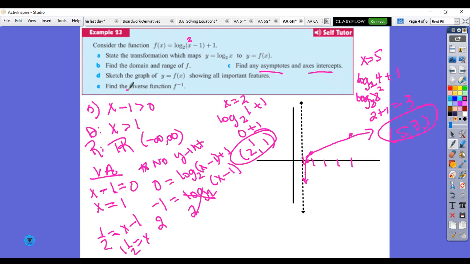Okay, the last thing we need to do is find the inverse function. To find inverse functions, that's where we want to switch x and y and solve for y. So we'll have x equals log base 2 of y minus 1, plus 1. In order to get to y, I need to first of all move the 1 over. So x minus 1 equals log base 2 of y minus 1.